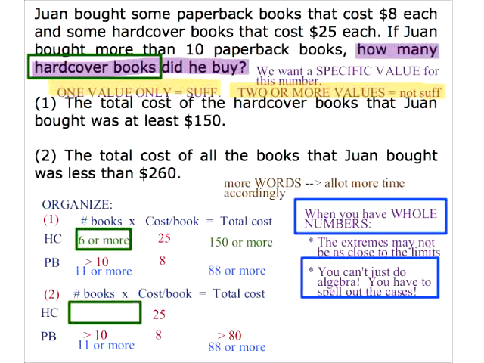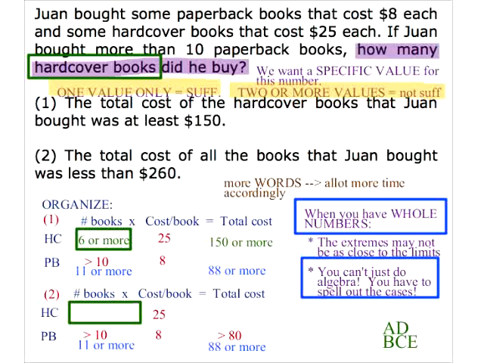Still not sufficient for the same reason, because you have all of the possibilities in the world that are 6 or more books. So thanks for pointing that out. Statement 1 is not sufficient.